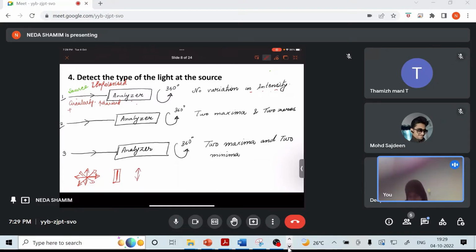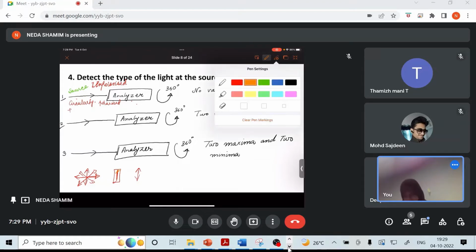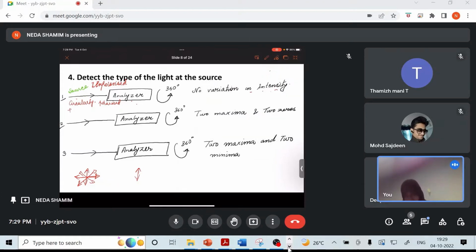Now suppose I rotate my analyzer in some direction, say in this direction. This is unpolarized light. It goes over here. What will I get? I'll get something like this. Whatever the intensity is, say the intensity over here is I0, always the intensity over here will be I0 by 2, if an unpolarized light is there.